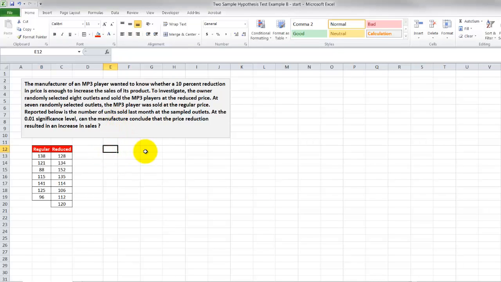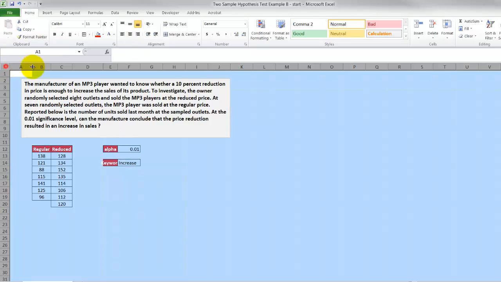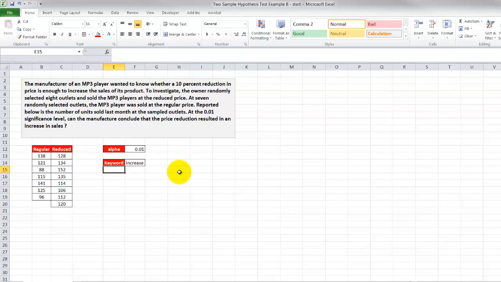Let's go ahead and document alpha. Alpha was 0.01. Let's go ahead and use the format from the table here. Let's indicate what our keyword is. Our keyword was increase, which is going to dictate the direction of our test once we identify our samples.